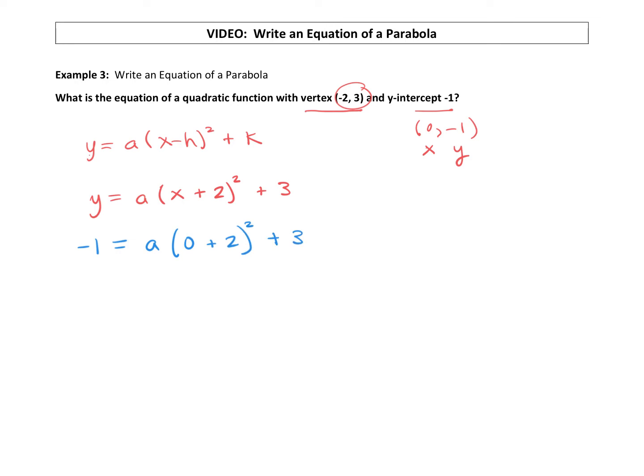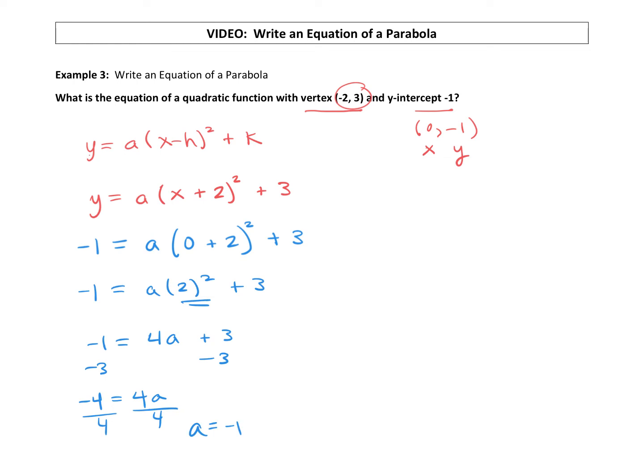Okay, now to solve for a, we're just going to follow order of operations, simplify, and solve. So first we would add inside our parentheses. 0 plus 2 is 2, squared, plus 3. Now we'll go ahead and square the 2. So -1 equals a times 4, or 4a, plus 3. And then we'll just keep solving for a. Subtract 3 from both sides. -4 is equal to 4a. Divide both sides by 4, and we're getting our a value to be -1.